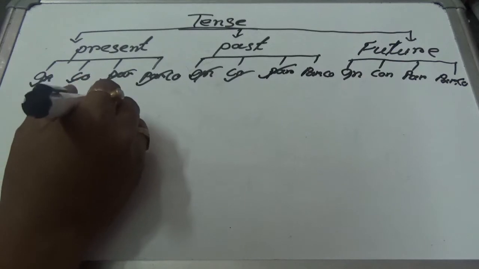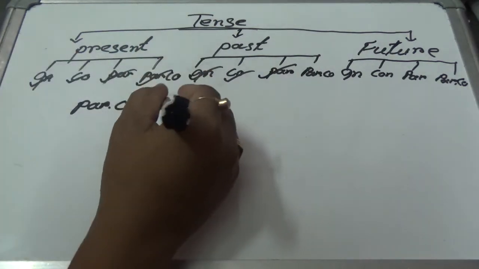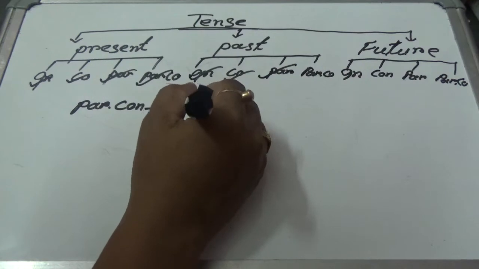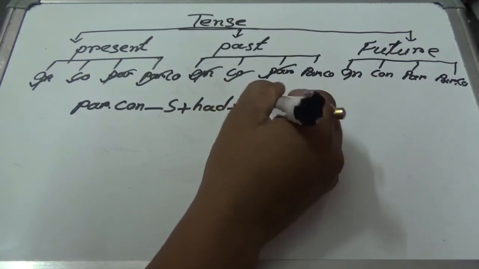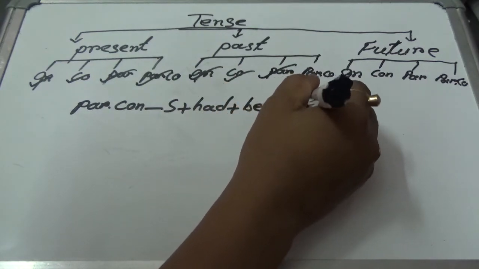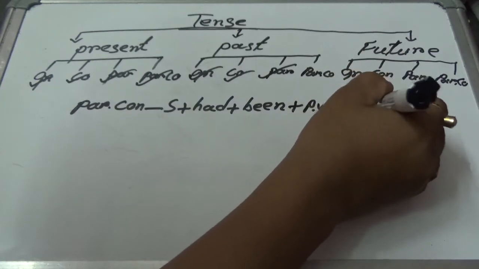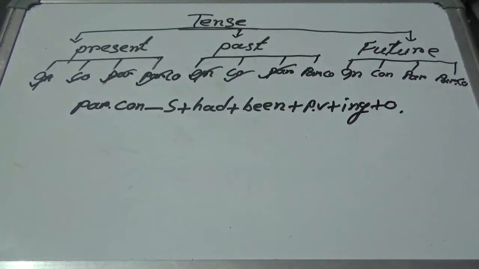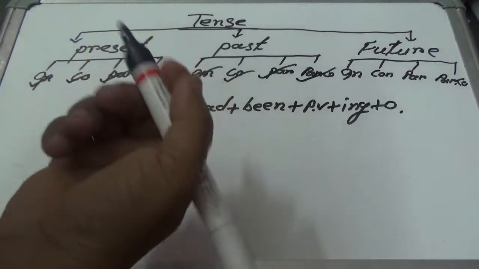Past perfect continuous. Past perfect continuous structure: S plus had plus been plus PV plus ING plus O. Perfect continuous: subject plus had plus been plus PV plus ING plus O. Subject: any subject, any noun or pronoun you can collect, no problem.